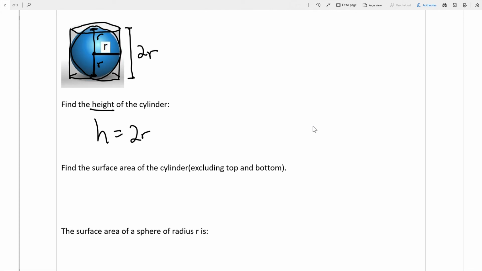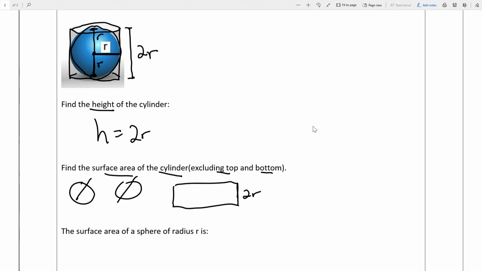The next step is to find the surface area of the cylinder, excluding the top and the bottom. If you exclude the top and the bottom faces, then you're excluding the 2 circles. We don't need that. We just need the rectangle part. So the width of the rectangle is going to be equal to the height of the cylinder, which is 2r, given in the diagram. And then the length is going to be equal to the circumference. And remember, the circumference is equal to 2 times pi times r. This is the circumference of one of the circles in the cylinder.